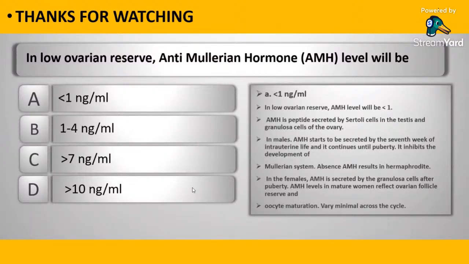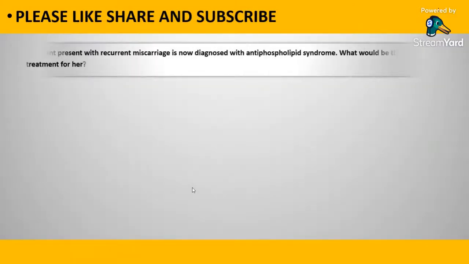AMH is a peptide secreted by Sertoli cells in the testis and granulosa cells of ovary. In males, AMH starts to be secreted by 7th week of intrauterine life.